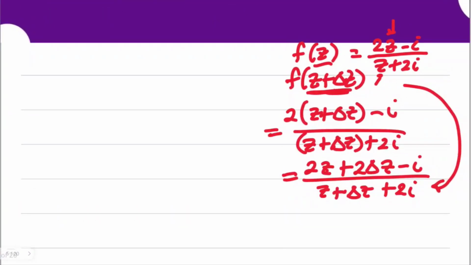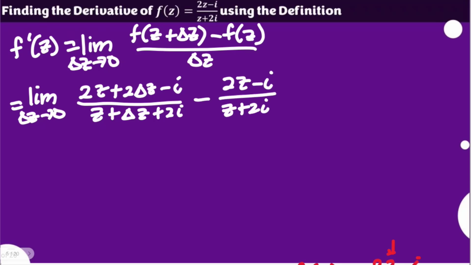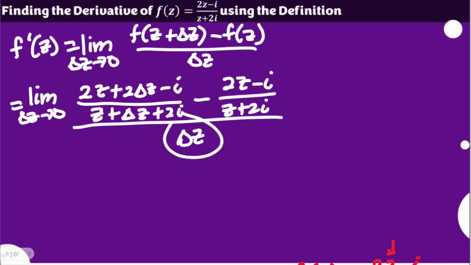Let me check again. That's correct. But that's just for this form. Take note, we still have minus f of z, which is just the original rational expression, minus (twice z minus i) over (z plus 2i). And take note, we still also have all over delta z here. As mentioned, this is a nested rational expression. And again, we cannot find the limit in the meantime because delta z would approach 0. That would be undefined. So what we can do here is actually to apply mathematical operations in order for us to guarantee that this later on may be removed or may be cancelled out from the result of this.